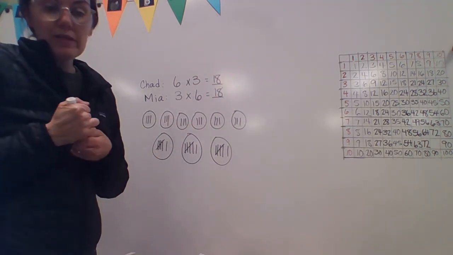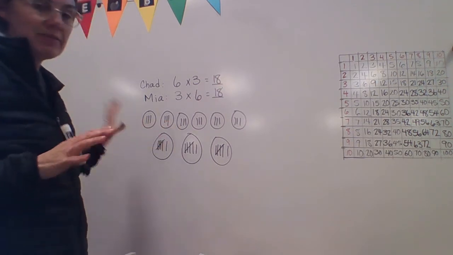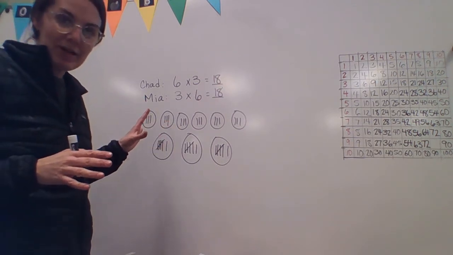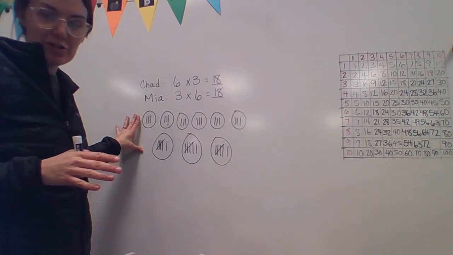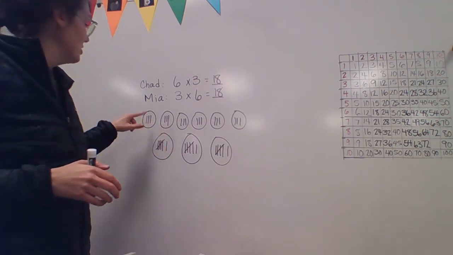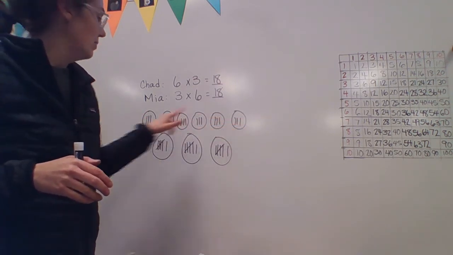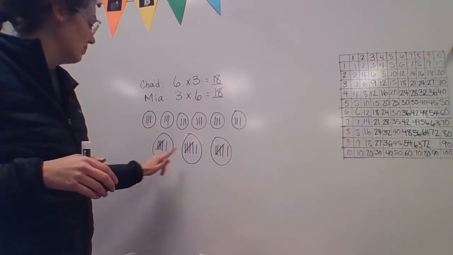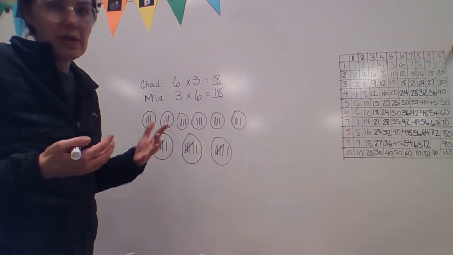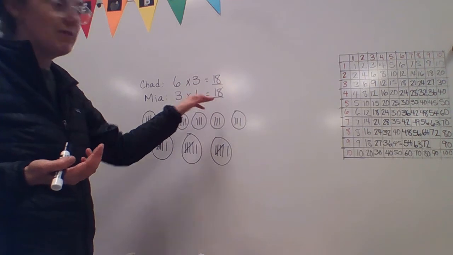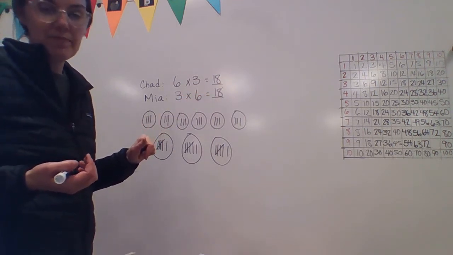Now below, it says you can picture it. They've drawn out an actual picture. I use my simple math pictures, but they're showing the same thing. Chad has 6 weeks with 3 books. Mia has 3 weeks with 6 books. They have the same number. They both have 18 books by the end of their time.